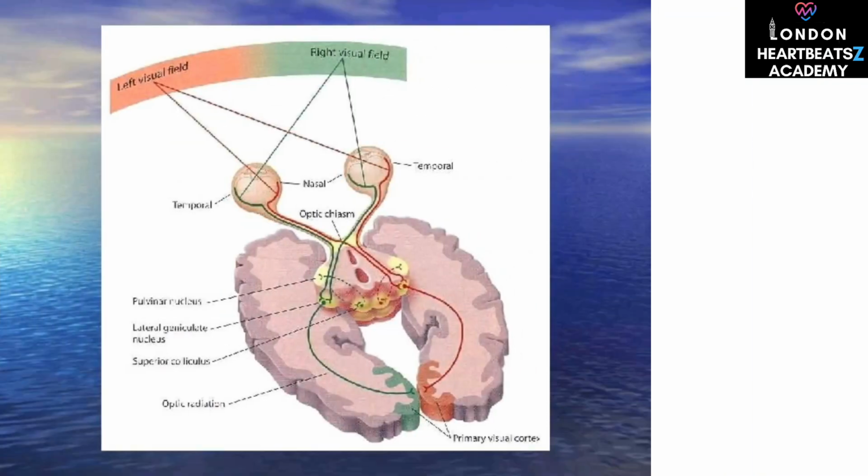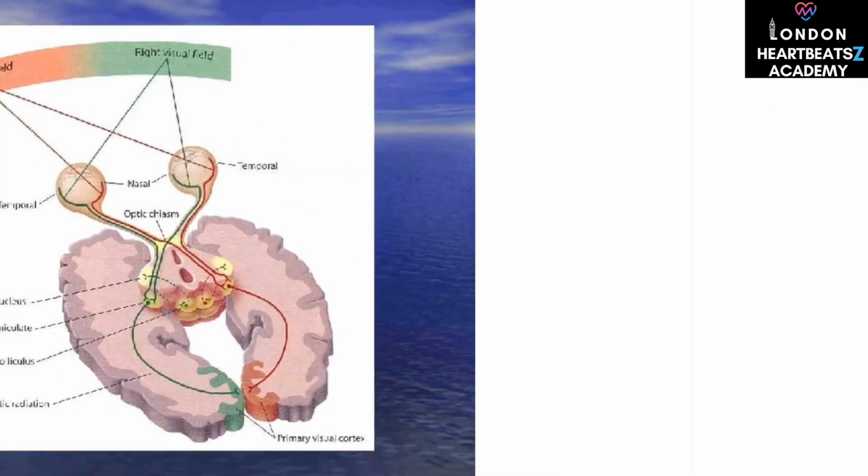This diagram illustrates the visual pathway from the eyes through the optic chiasm to the primary visual cortex in the brain. Light from the left visual field goes to the right side of the brain, and vice versa.